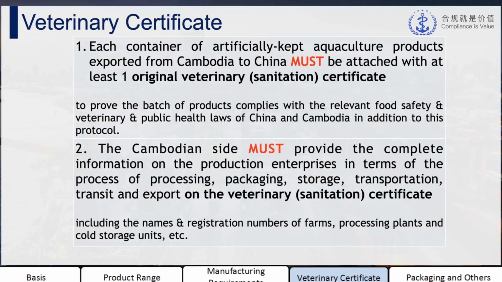2. The Cambodian side must provide the complete information on the production enterprises in terms of the process of processing, packaging, storage, transportation, transit, and export on the veterinary certificate, including the names, registration numbers of farms, processing plants, and cold storage units, etc.